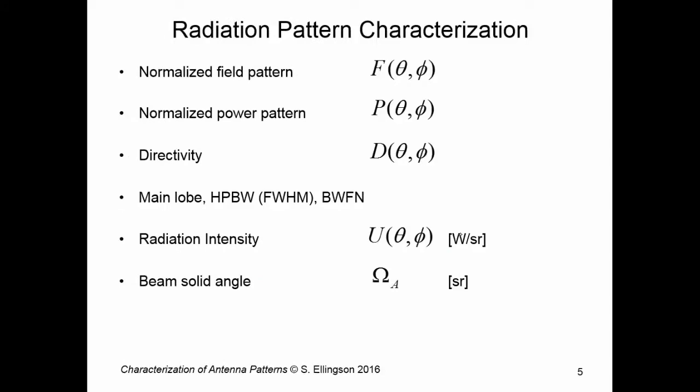Okay, radiation pattern characterization. So there's a bunch of quantities that we want to talk about in this lecture. Here I've just listed them to have them all in one place. Normalized field pattern, to which I'll give the symbol capital F. Normalized power pattern, the directivity, and then the radiation intensity. And all these things are functions of theta and phi for a current distribution, or an antenna representable as a current distribution, which is clustered around the origin of the coordinate system. And then I'll talk about beam solid angle as well.